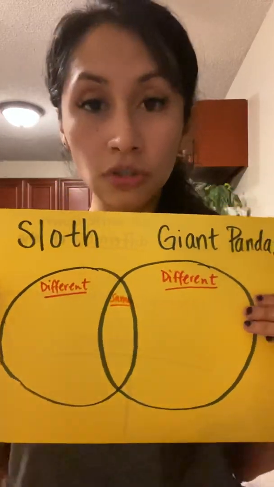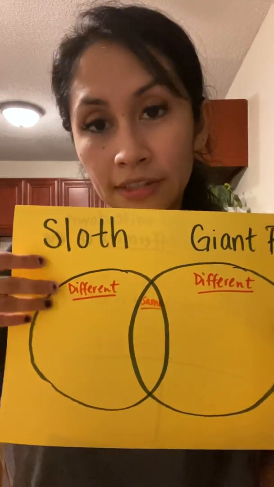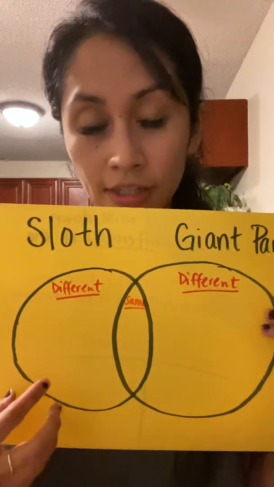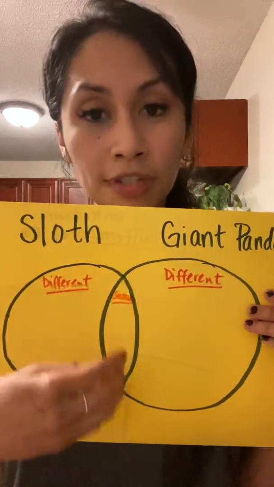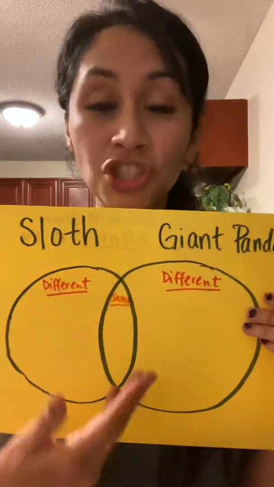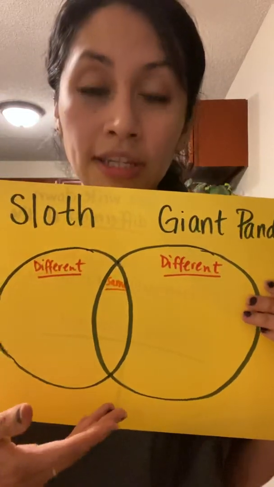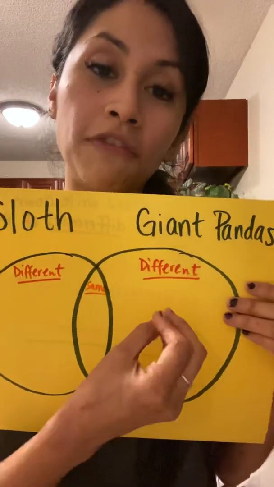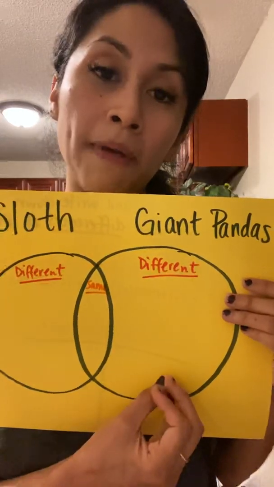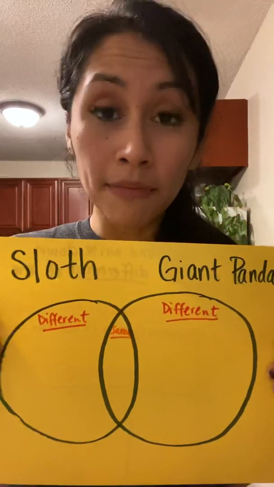So what I want you to do is I want you to write at least 3 to 4 differences of sloths, at least 3 to 4 similarities that giant pandas and sloths share, like my example of they both live in trees, and then 3 to 4 differences of a giant panda. Okay, so if you have any questions, feel free to let me know.